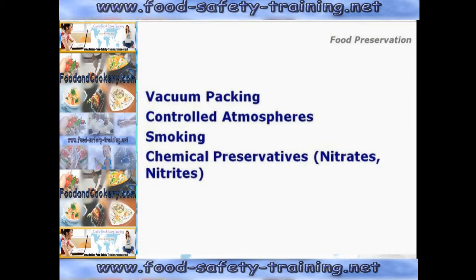And the last slide on food preservation: vacuum packing is a method of food preservation where we take out all the oxygen or air from food packaging. Controlled atmospheres, where we use different concentrations of different gases like nitrogen and carbon dioxide. Smoking, using hardwood chips or sawdust such as oak, applewood or beech. Smoking, apart from giving flavour to a food product, actually imparts certain chemicals such as esters, alcohols and aldehydes, and these act as the preservatives.